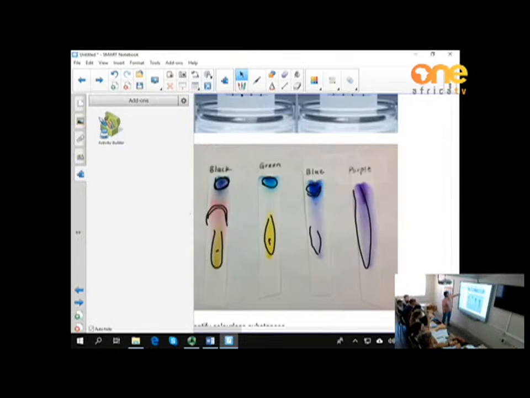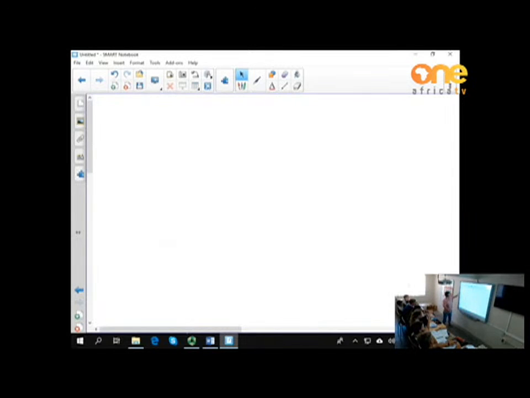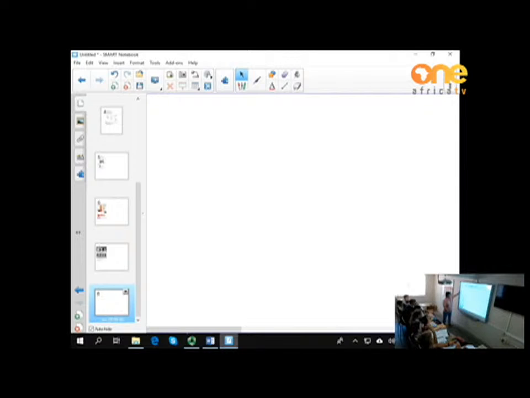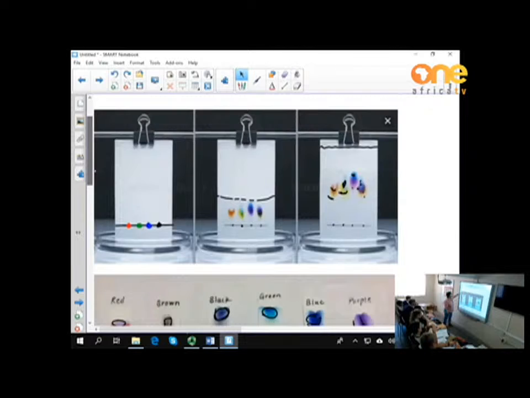So chromatography then is used, seriously, honestly, did I throw it away? Undo. Okay, there it is.